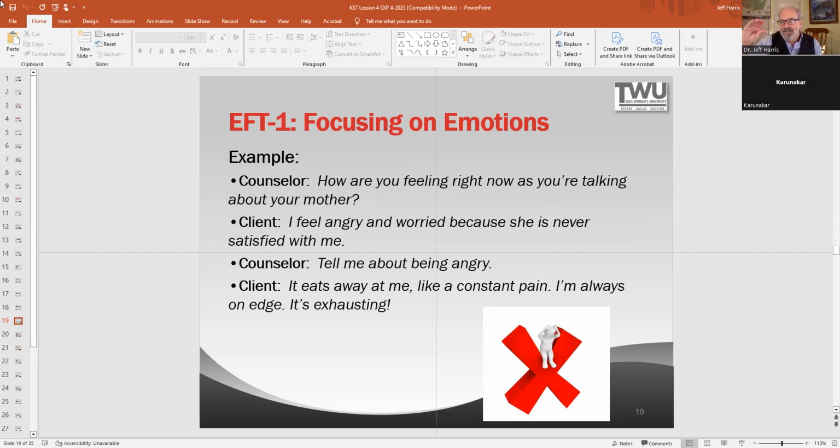And again, these demonstrations are compressed for teaching purposes. Your work with clients is going to take longer usually than that. The client may not be able to identify an emotion on the first question, but in this case, we've zeroed in on the feeling of anger. So that's why this strategy has this graphic at the bottom with the X marks the spot. So this counselor has helped this client identify the feeling of anger, as a way of focusing on emotions.